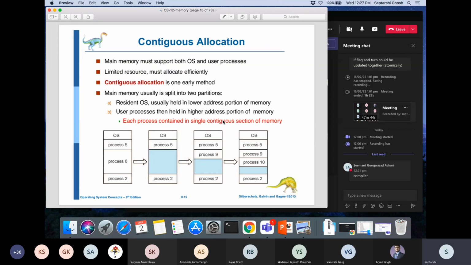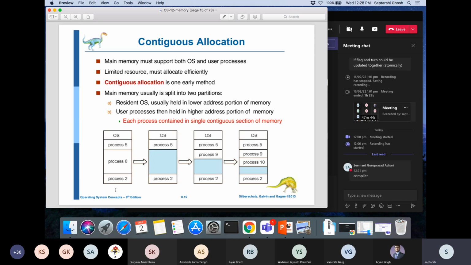Just by looking at the picture, you will see that every process will be allocated a contiguous block of memory, as much as the process needs. The kernel of the OS itself is usually in the lower address portion of the memory, and the higher portion of the memory is initially vacant. As and when new processes come, they get a single contiguous section of memory as much as they need.